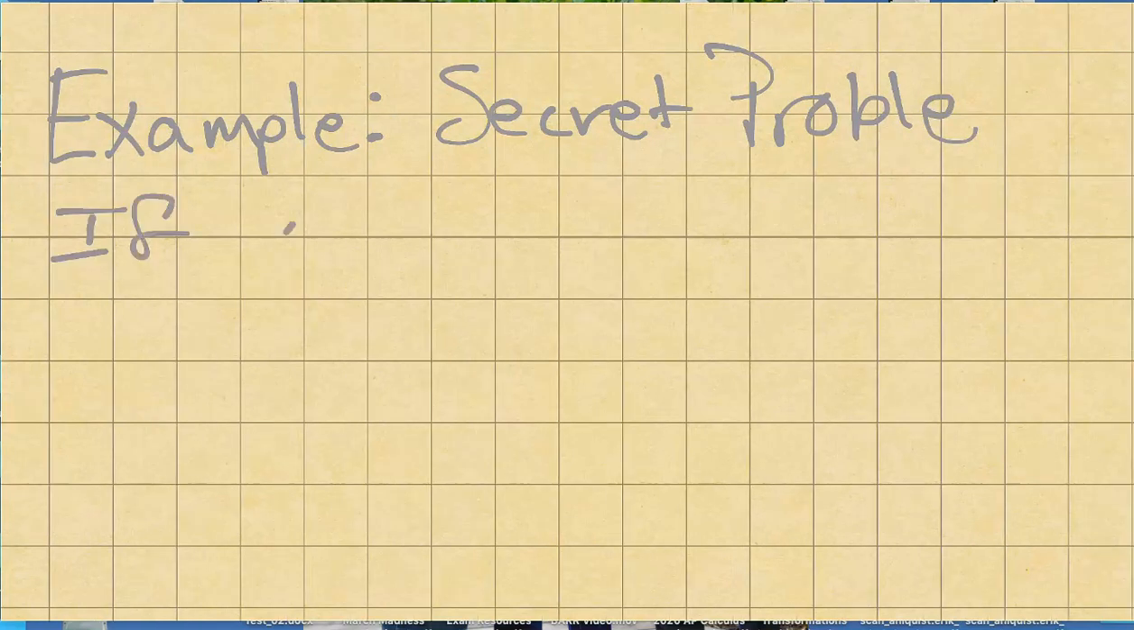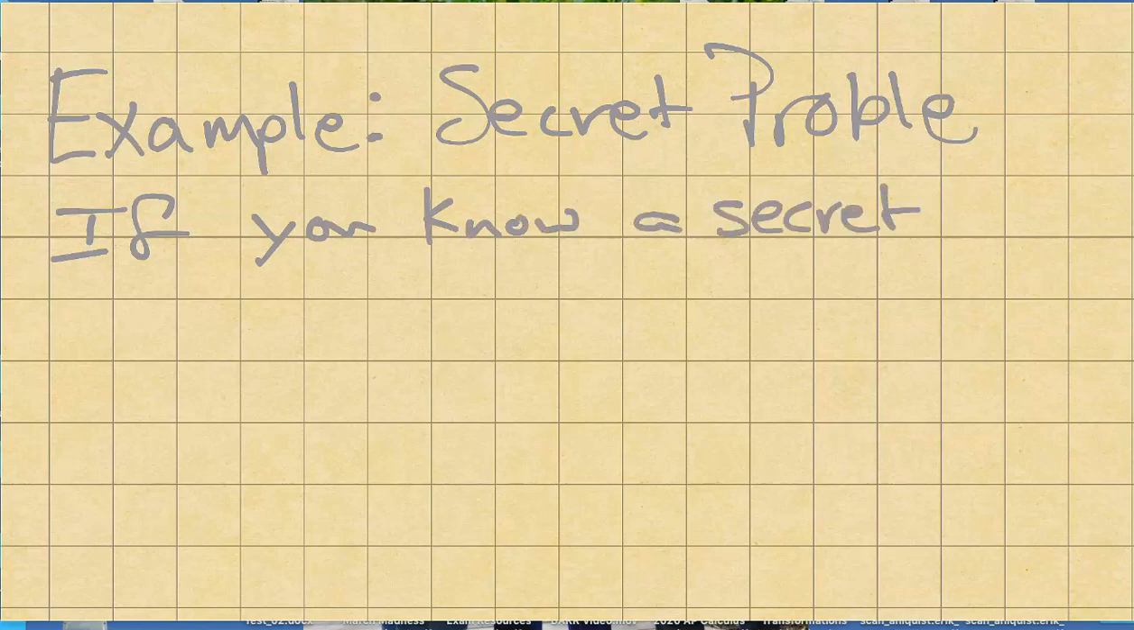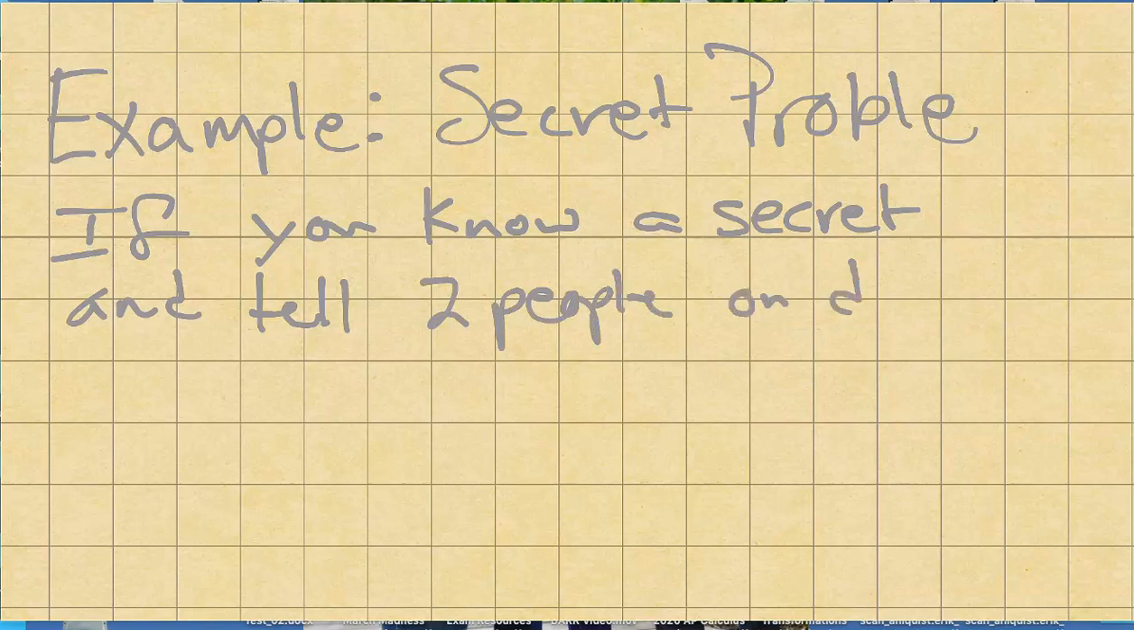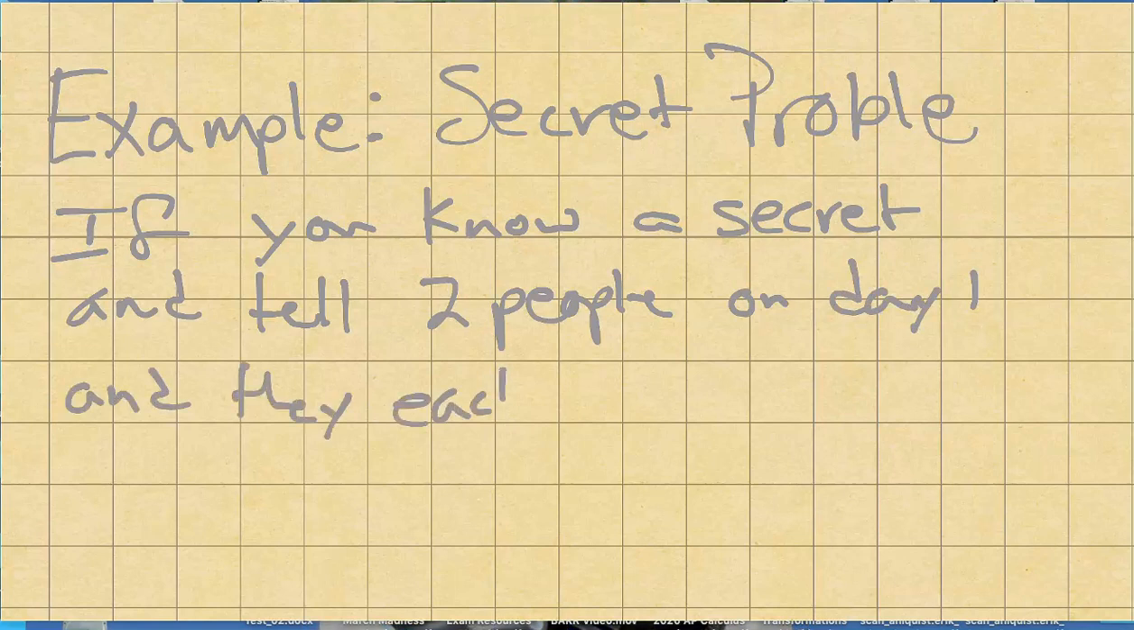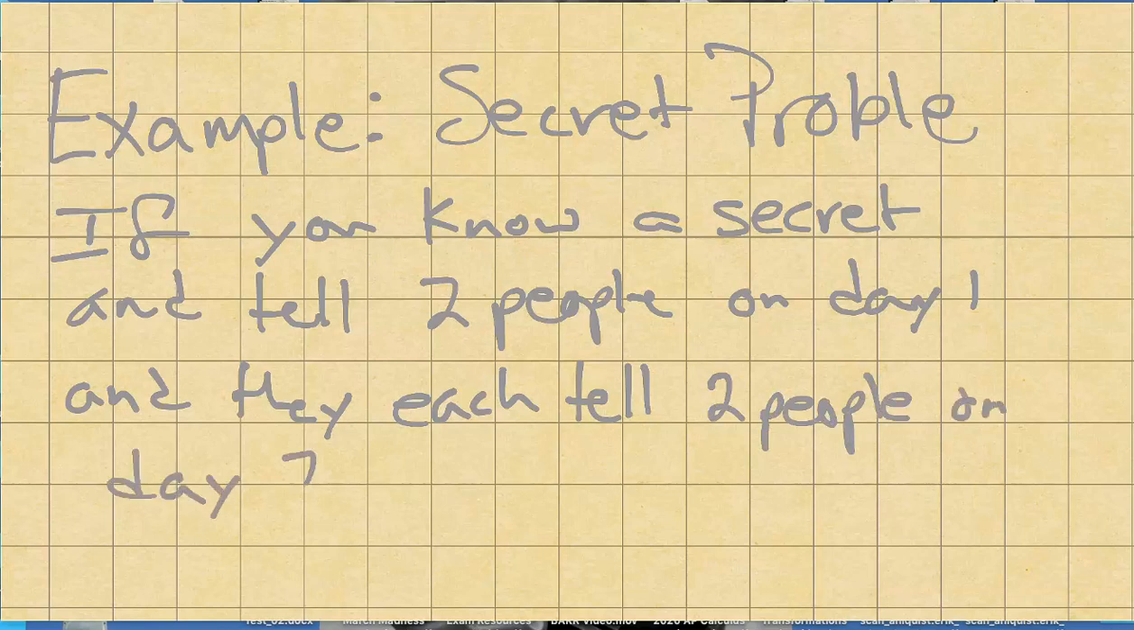And that was the problem where if you know a secret and tell two people on day one, and they each tell two people on day two, and so on. So that's kind of the situation that we're dealing with.